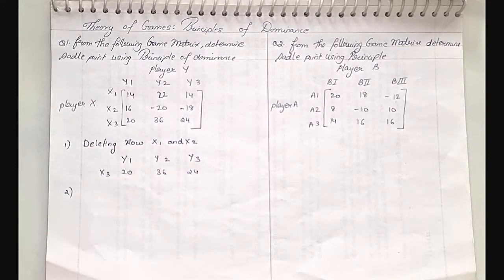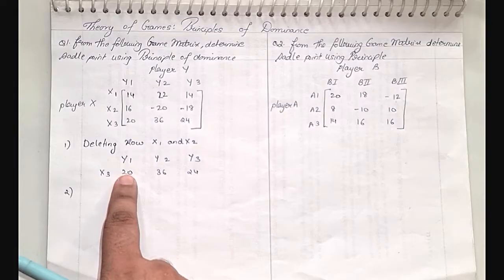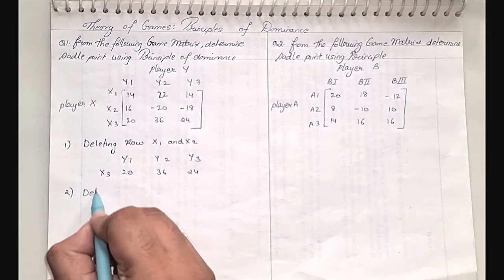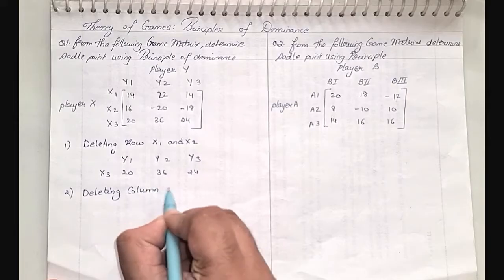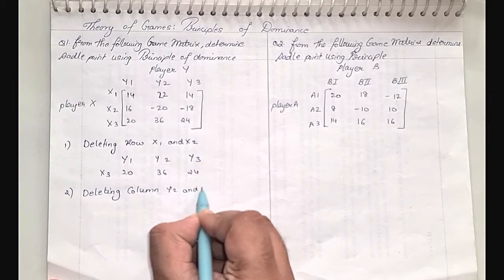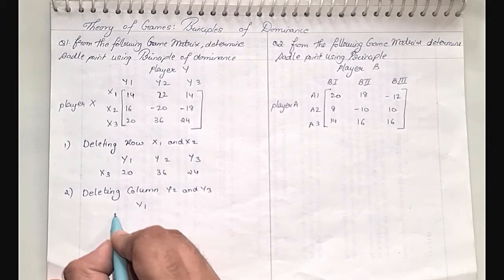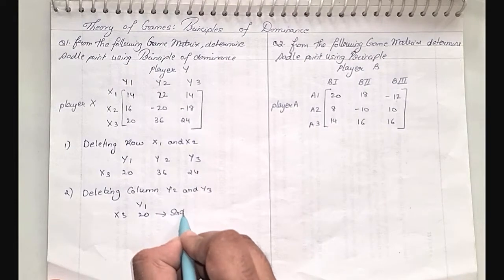Step number 2, now I'll have to check from the columns. The rule for columns was that the greater values we have to remove. Here, 36 is more than 20, and even 24 is more than 20. So I can delete both these columns, deleting columns Y2 and Y3. Now whatever is remaining is Y1 and X3, which is 20, and that is nothing but my saddle point.